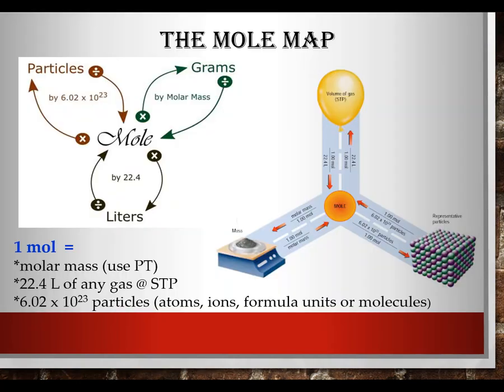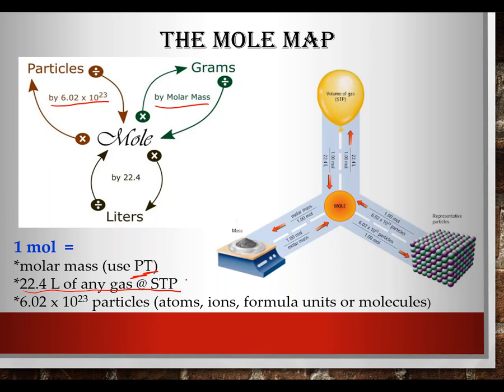So looking at the different mole maps, I gave you one over here with just the arrows and the conversion factors, like particles is Avogadro's number, 6.02 times 10 to the 23rd. If you're going between moles and grams, you're going to do it by molar mass, which involves using the periodic table here. And the last one is 22.4 liters. Now that is a conversion factor for any gas at standard temperature and pressure.